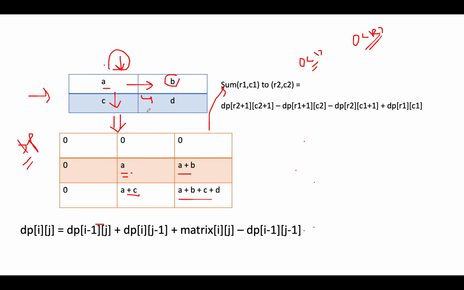And how can we generate this? Using the pre-computed values. So we have a formula for this. dp or the prefix sum of i comma j equals dp of i minus 1 j plus dp of i j minus 1 plus matrix of i j and subtracting dp of i minus 1 j minus 1.